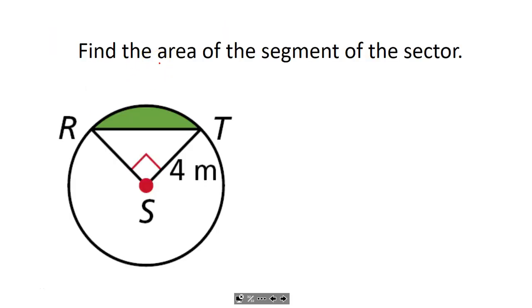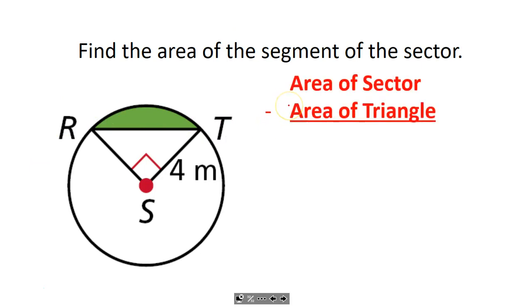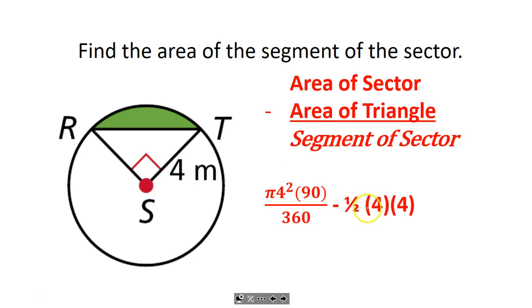Last one I want to go over here is finding the area of the segment of a sector. So we're looking for this green area right here. To do that, we're going to find the area of the sector, and we're going to subtract from it the area of the triangle. So we're going to use pi r squared theta over 360, and then we're going to subtract from it 1/2 our base times our height.